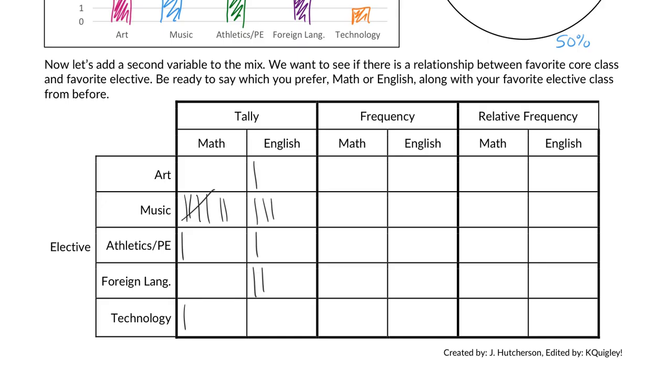Math and music. Athletics and English. English and art. Athletics and English. Athletics and math. Devin? Athletics and math. English and art. English and music. Nice.